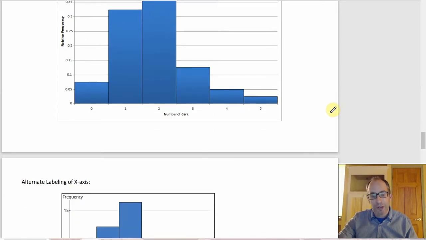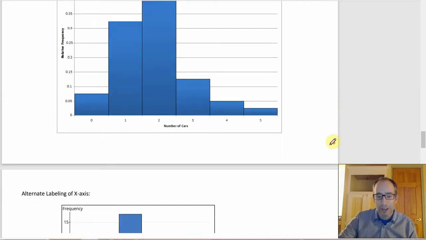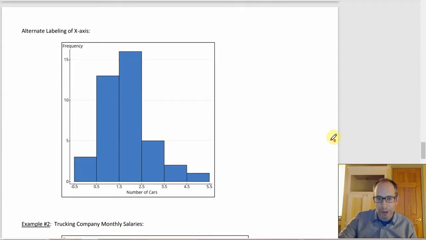Okay, another thing I wanted to bring up is notice how here the x-axis just says 0, 1, 2, 3, 4, 5. There is an alternate labeling, and this shows up in the homework. Instead of having 0, 1, 2, 3, 4, 5 underneath, what I have labeled here is the midpoints between 0 and 1, between 1 and 2, and so forth, right? Halfway between 0 and 1 is a half, so that's the boundary between the 0 bar and the 1 bar. Then halfway between 1 and 2 is 1.5, so that's the boundary between the 1 bar and the 2 bar.